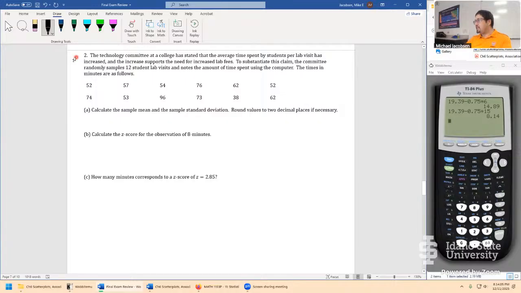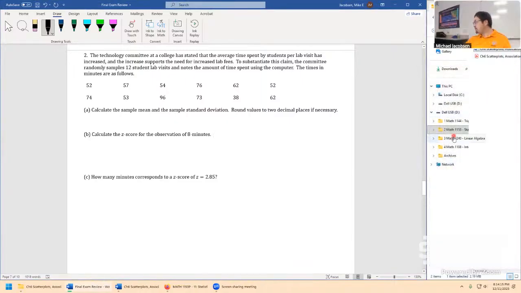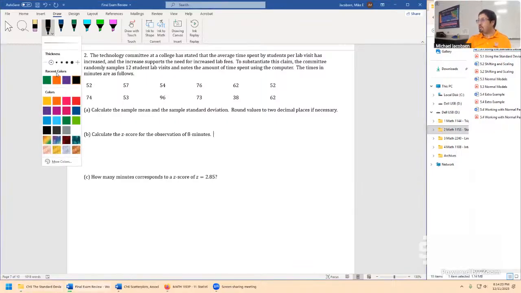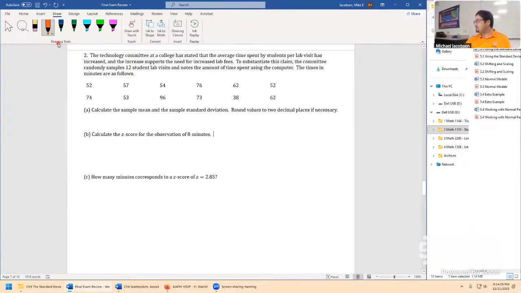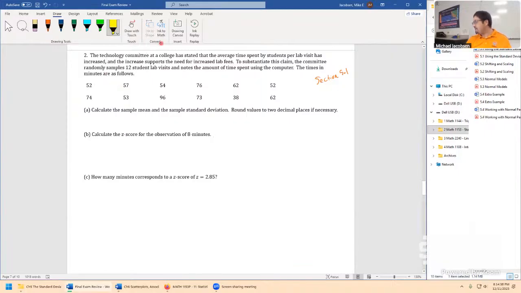It says the technology committee at a college has stated that I have one more question. Does this one relate to which chapter? It's just how I'm organizing my notes. Oh, good call. So this one is chapter 5, and it's really specifically section 5.1. Let me put this on here as well. Section 5.1. When I go to finalize these notes, I think I'm going to duplicate that idea. I'm going to put the sections on each one of these problems. I think that's a great idea. Other questions at the moment?